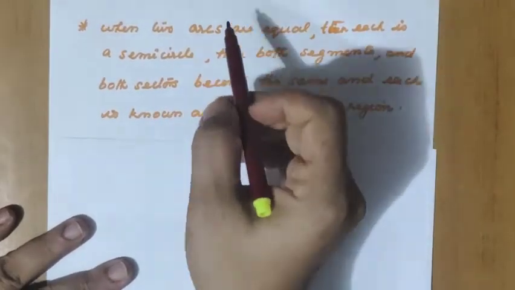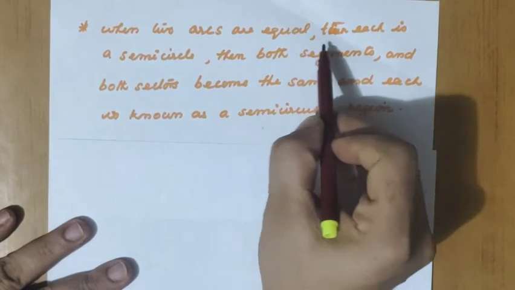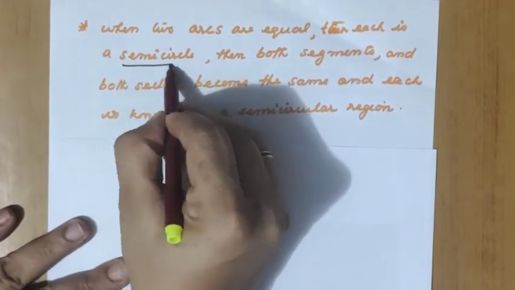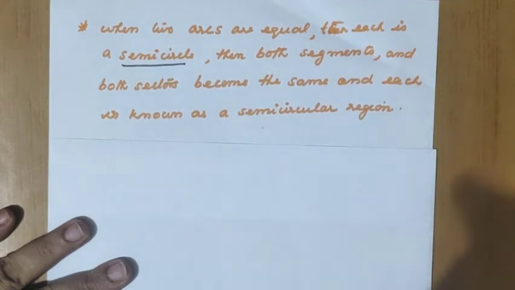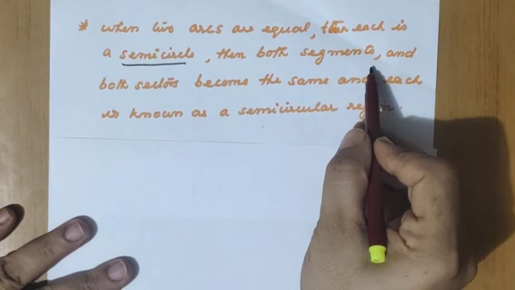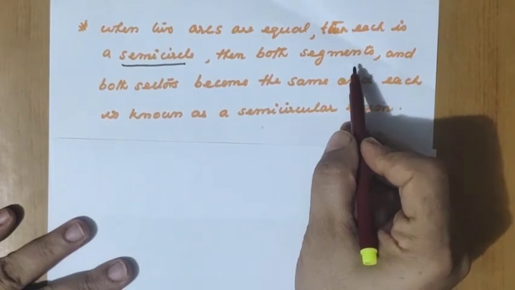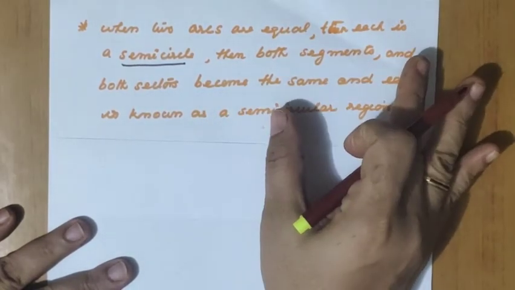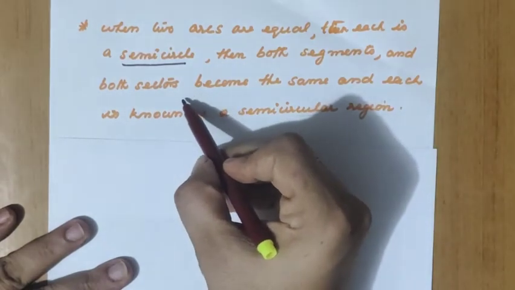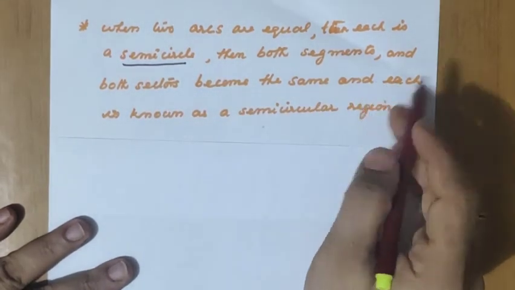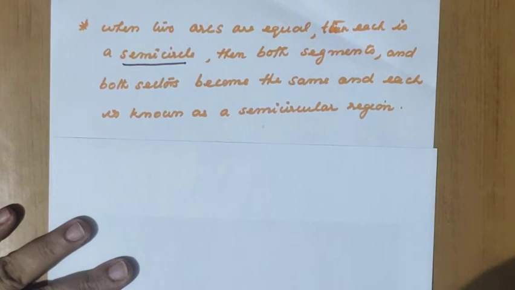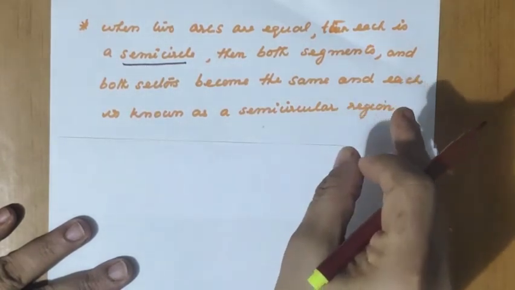Just for explanation, when two arcs are equal, then each is called a semicircle, as you know very well. That means a semicircle is a circle divided into two equal halves. Then both the segments, minor segment and major segment, will not be there; both segments are equal. And in the sector case also, both the sectors become the same. That means the sectors are equal, and then both the segments are also equal.